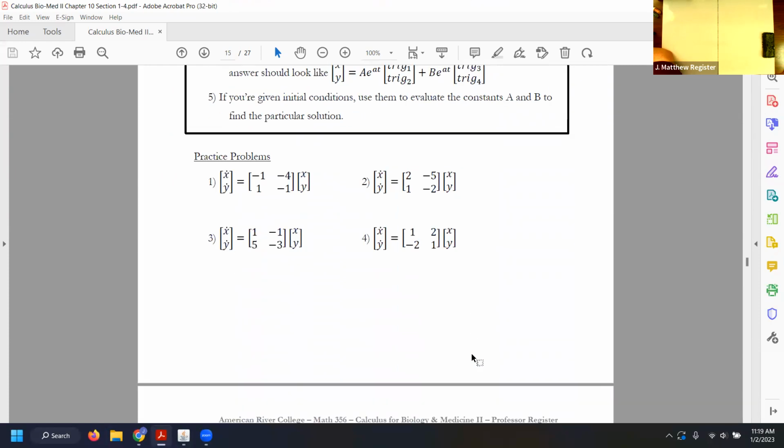Let's try it out. And so for this first one, x dot, y dot equals the matrix with rows (-1, -4) and (1, -1), times x, y. And so in order to solve this one, it's going to be the same process as we've done before. We're going to figure out what A minus lambda I is.